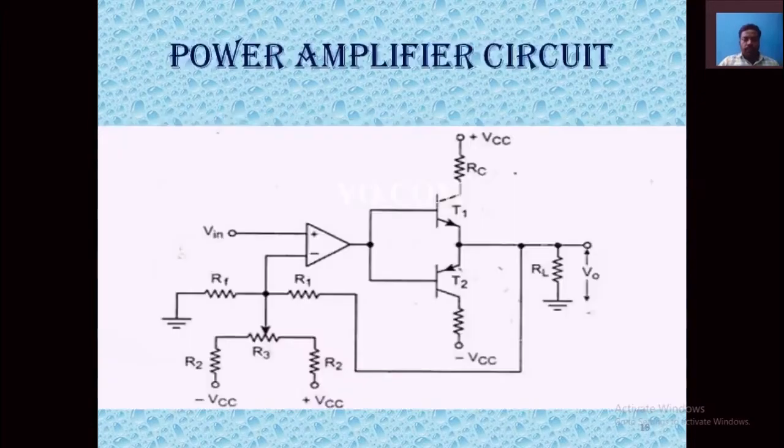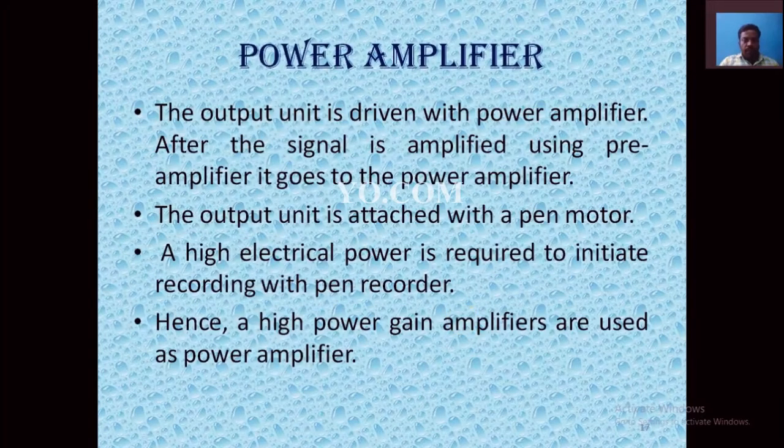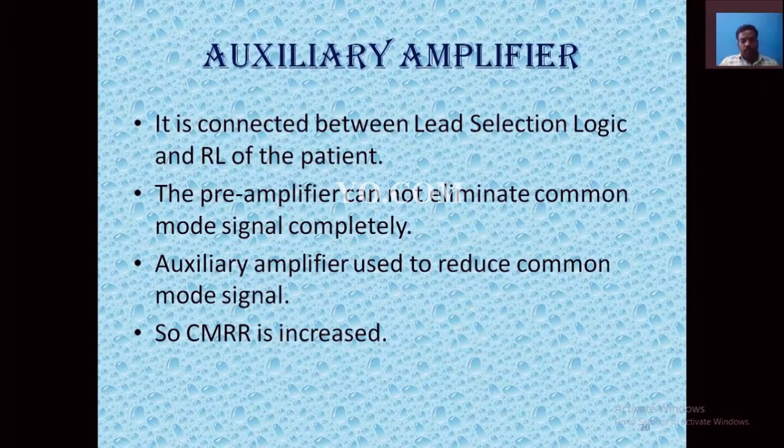So the auxiliary amplifier is connected between, see the block diagram, connected between lead selection logic and left leg. Okay, sorry, right leg. So connected between right leg and lead selection logic. The pre-amplifier cannot eliminate common mode signal completely. So the auxiliary amplifier is used to reduce the common mode signal, so the CMRR is increased.